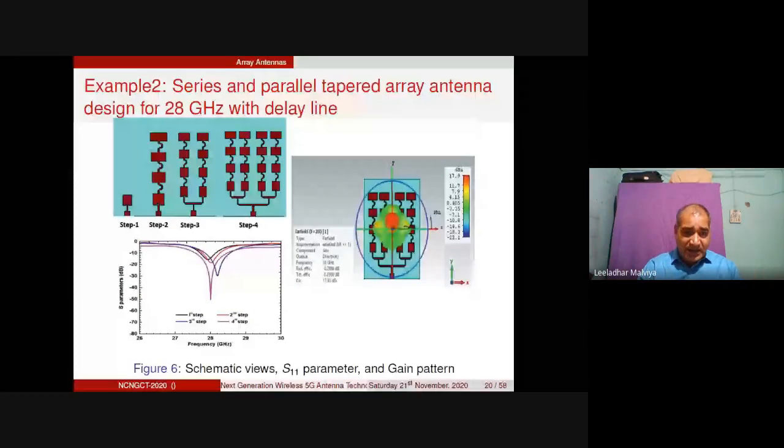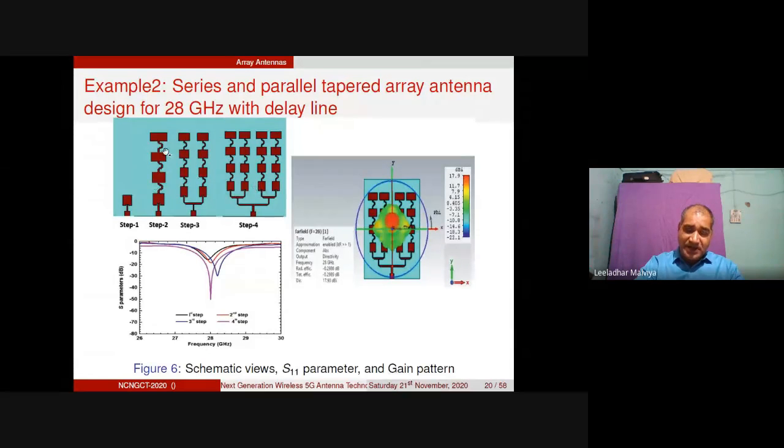Okay, now look at another scenario where we can use tapered array antennas, right? So if you look at these, there are 4 steps here, and we have the delay line here. The delay line plays the role of the phase shifter because 5G has a very high requirement of gain and directive radiation pattern, right? So the size will become very high, and that's why we are using this delay line, which will play the role of the phase shifter, and we have also varied the area of the patches. So 4 patches are used in step 2 here, and they have different dimensions, right?